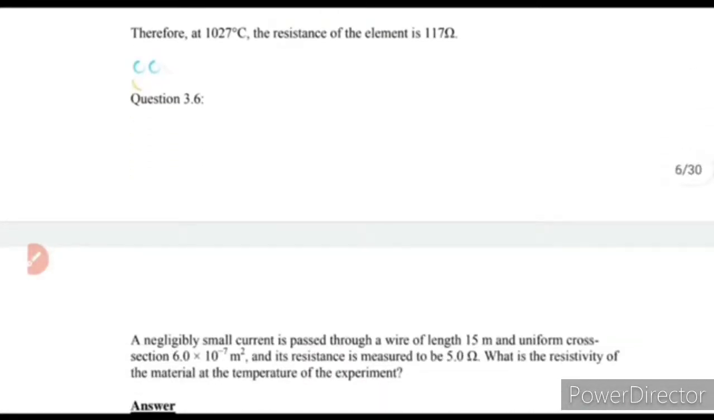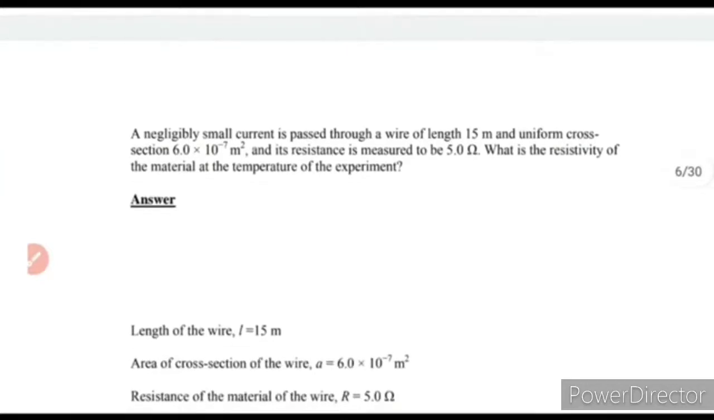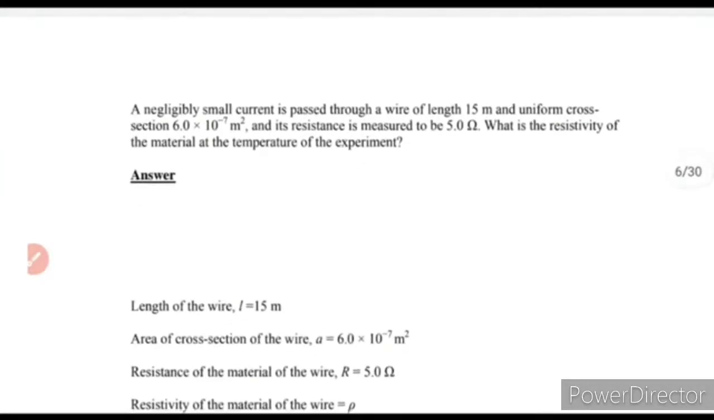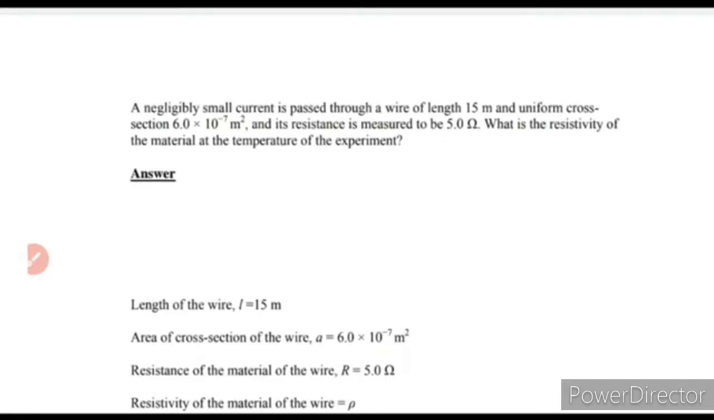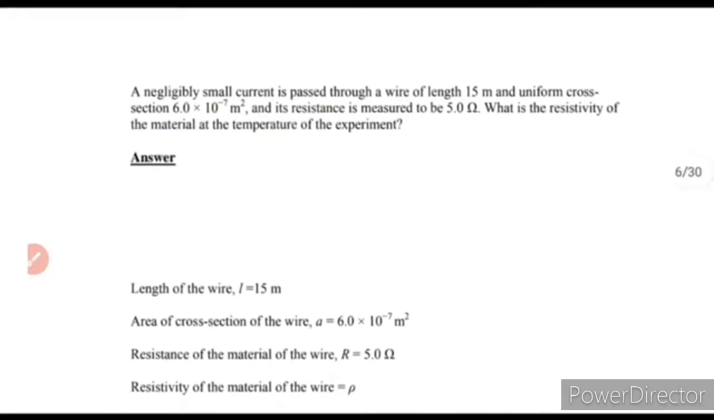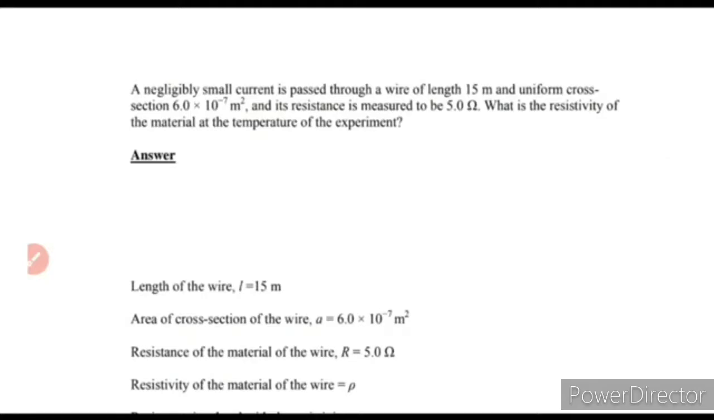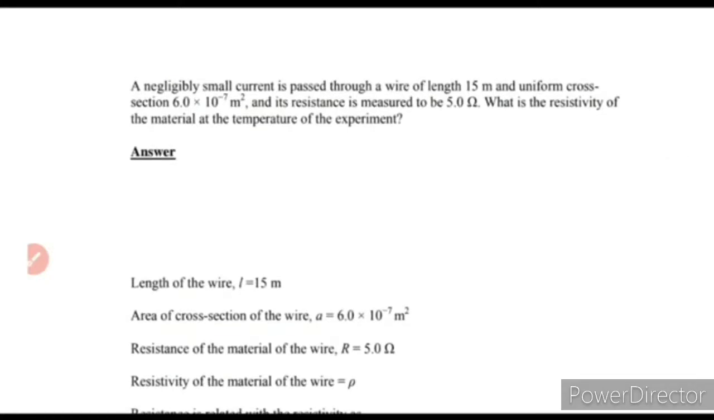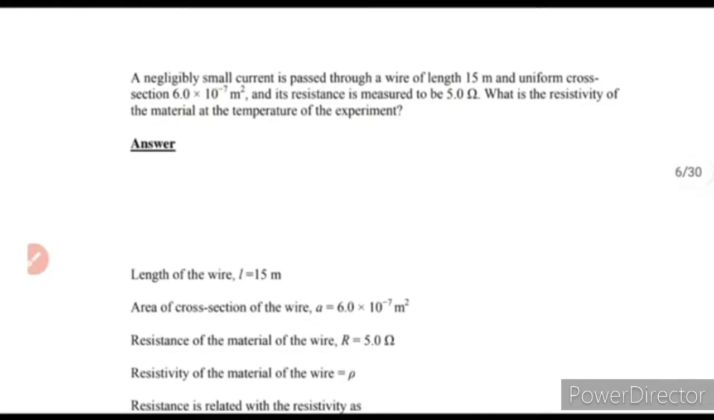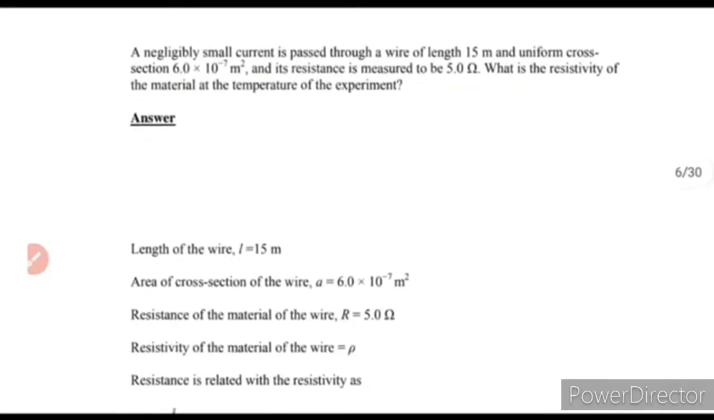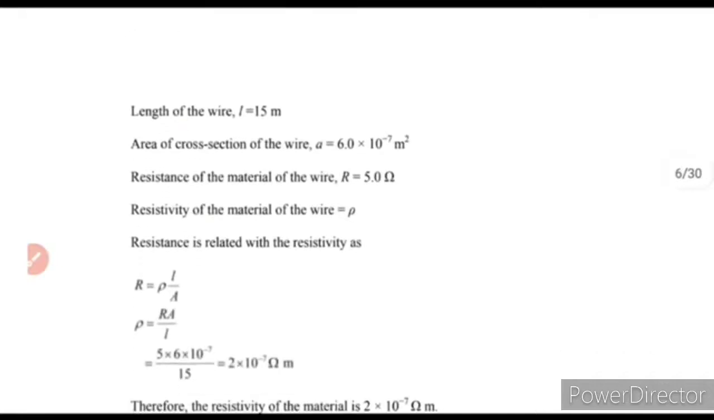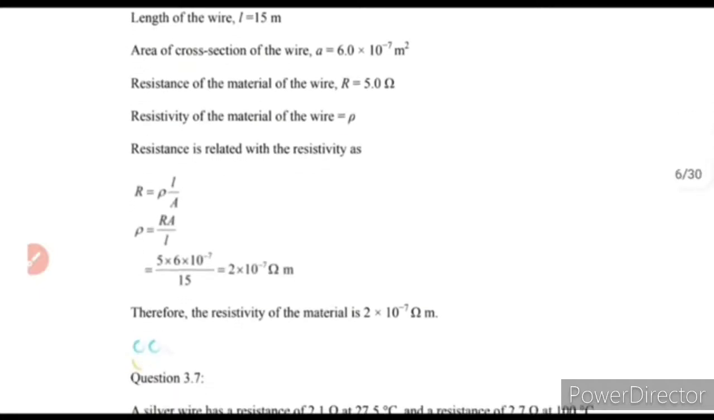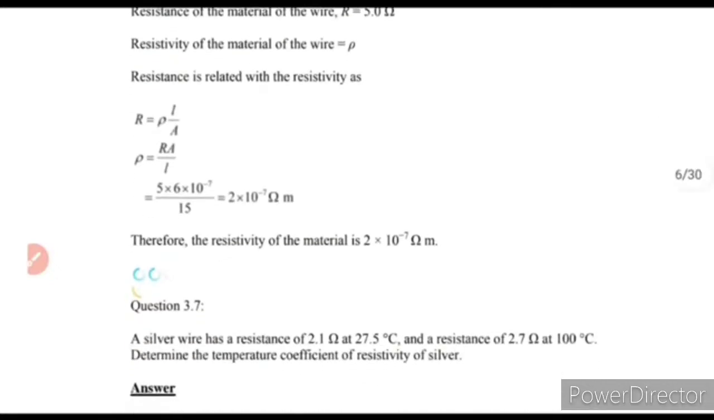Now coming to question 3.6. A negligibly small current is passed through a wire of length 15 meter and uniform cross section 6 into 10 raised to minus 7 meter square, and its resistance is measured to be 5 ohm. What is the resistivity of the material at the temperature of the experiment? That is very simple. Which equation? R is equal to rho L by A. And you're asked to calculate rho. All the values are given, so do the substitution. You will get the answer to be 2 into 10 raised to minus 7 ohm meter.